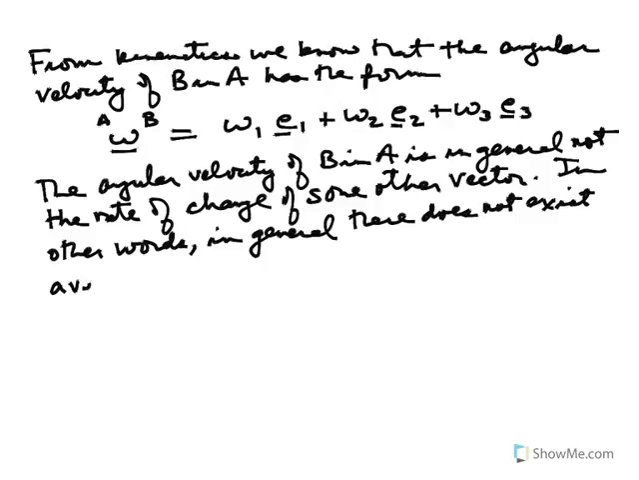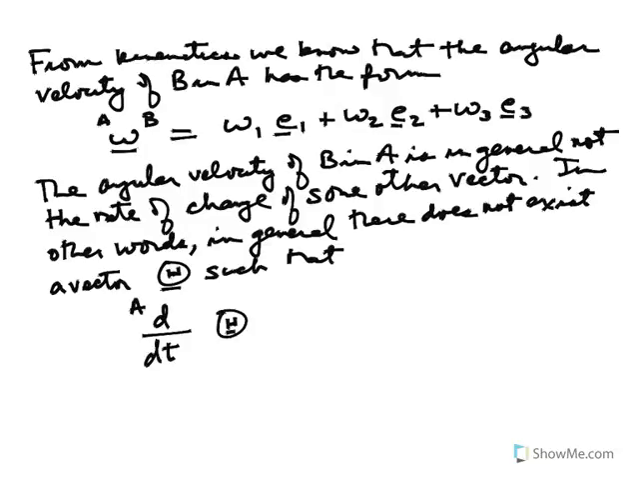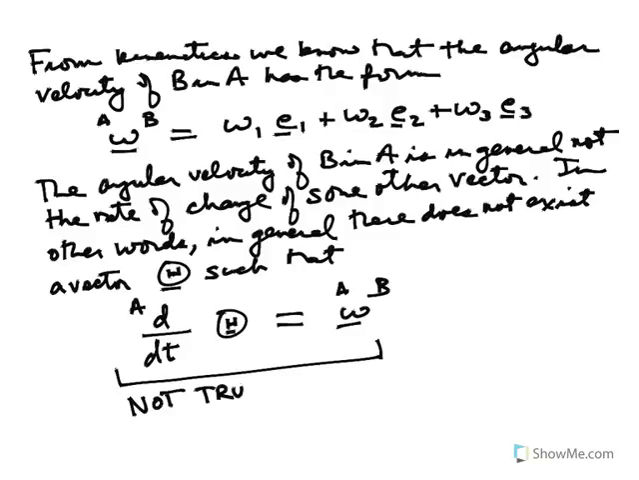a vector, which I'll define as capital Theta, such that the rate of change in either frame, let's say in A, of Theta is equal to omega B A. So I'm going to make this here. This is not in general true. Not true in general.